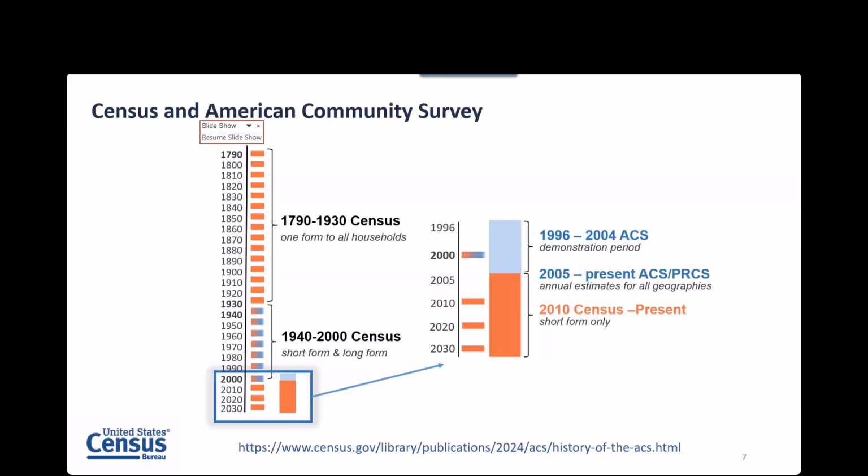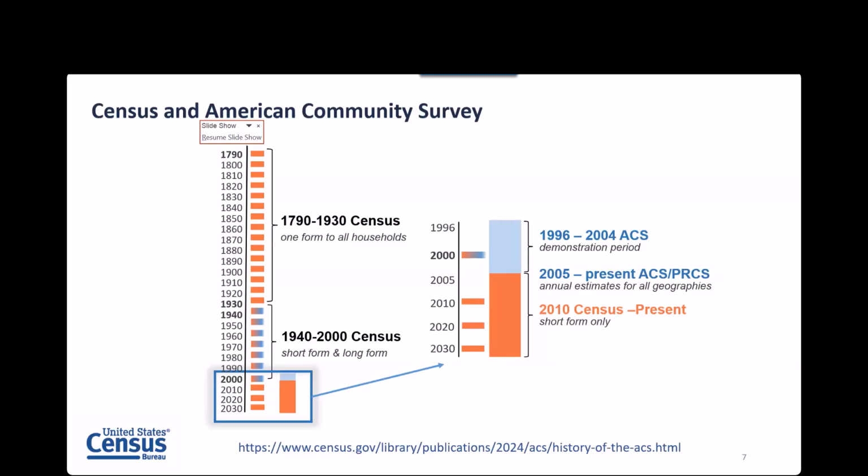was conducted in 1790, and then it's occurred every 10 years with one form being used to collect data for all the households through 1930. And then from 1940 to 2000, the decennial census contained a short form that was used to collect data from all the households. And then you had a long form that was used to collect data from a sample of households. The long form approach worked well initially, but the data became less and less current as the decade progressed after each decennial census. And then in the early 1990s, a wide variety of users expressed the need for current, nationally consistent data.